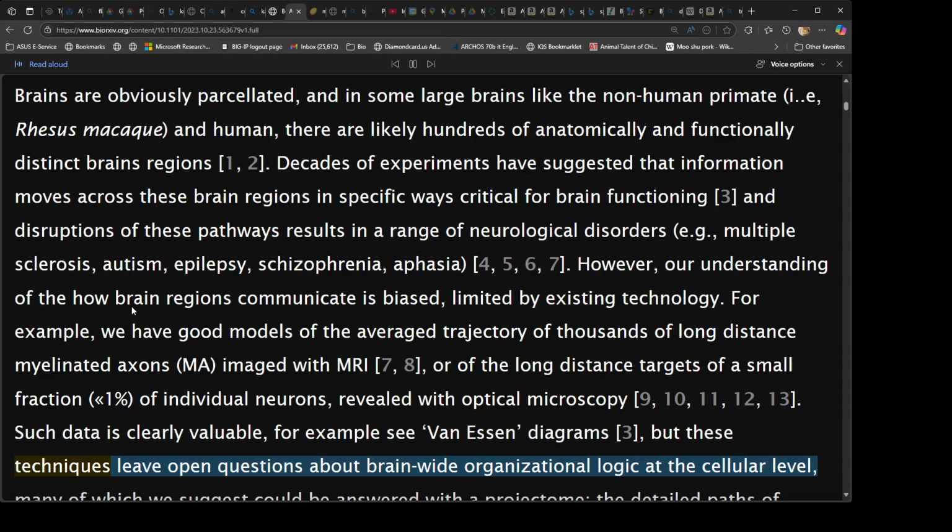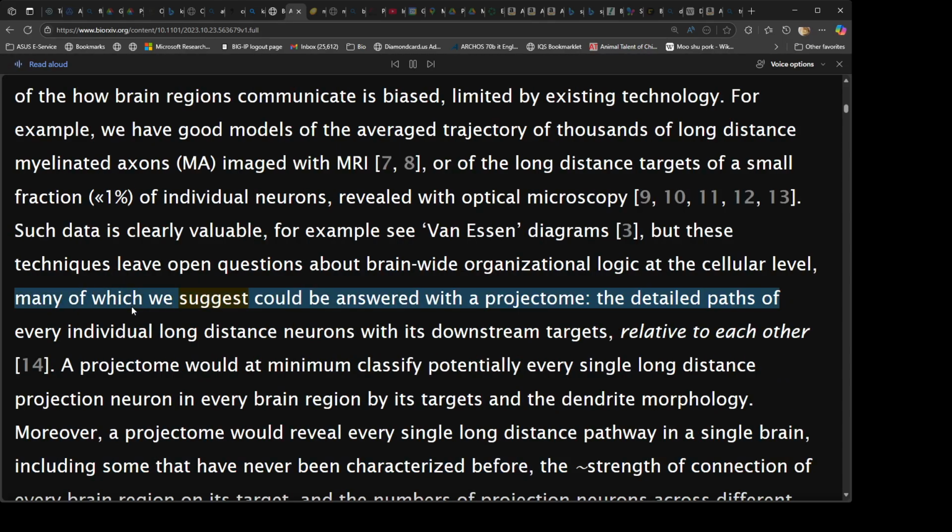3. But these techniques leave open questions about brain-wide organizational logic at the cellular level, many of which we suggest could be answered with a projectome, the detailed paths of every individual long-distance neuron with its downstream targets, relative to each other. 14. A projectome would at minimum classify potentially every single long-distance projection neuron in every brain region by its targets and the dendrite morphology.